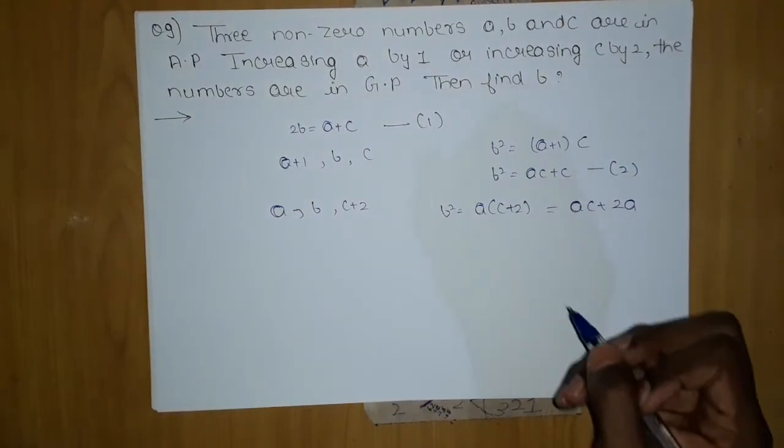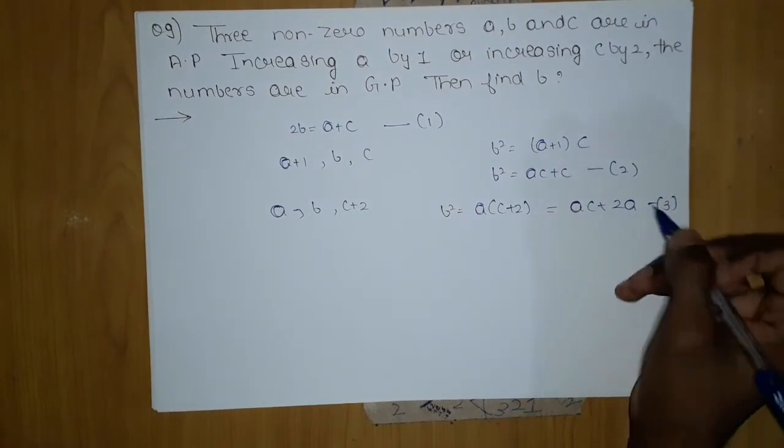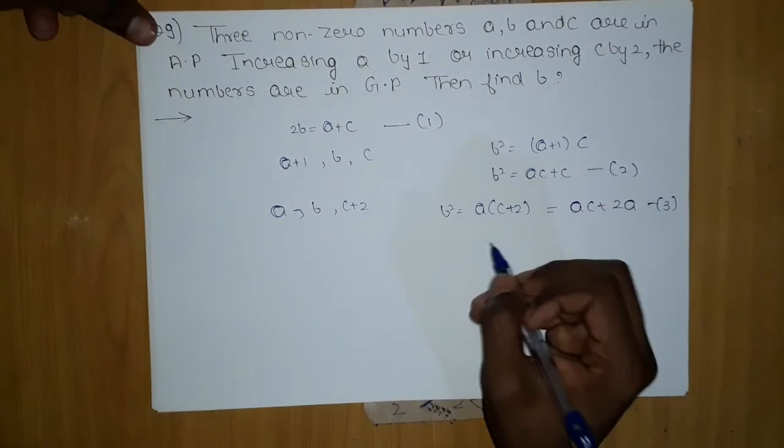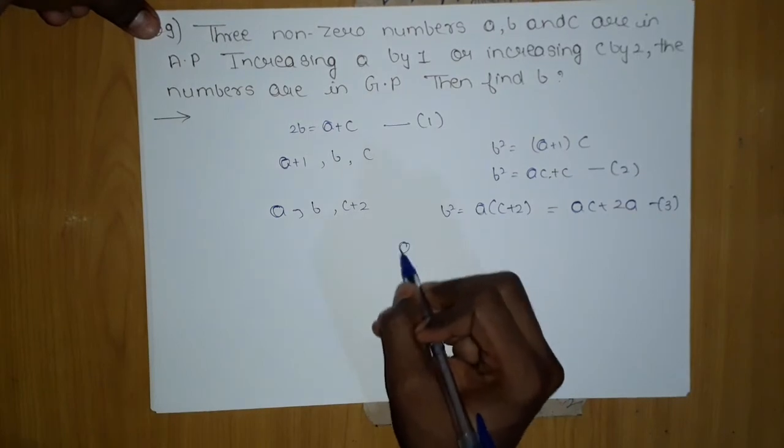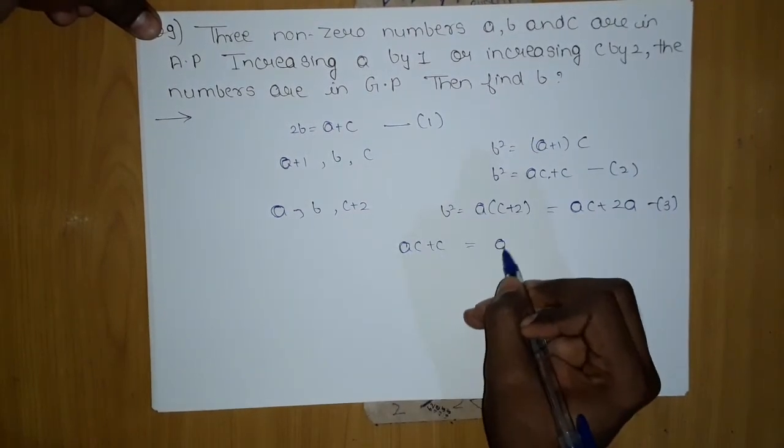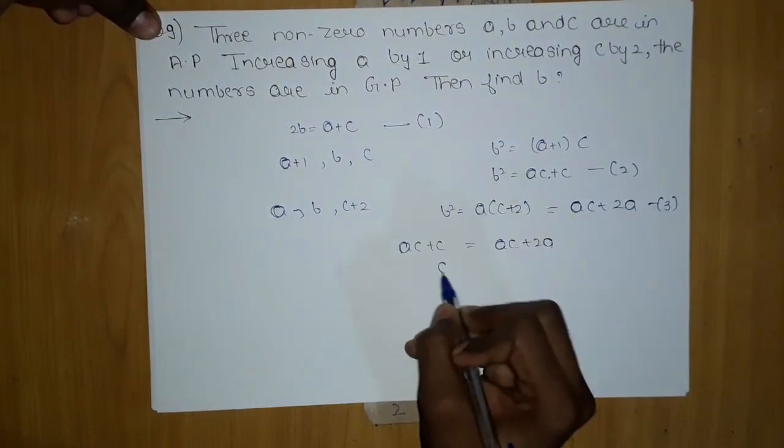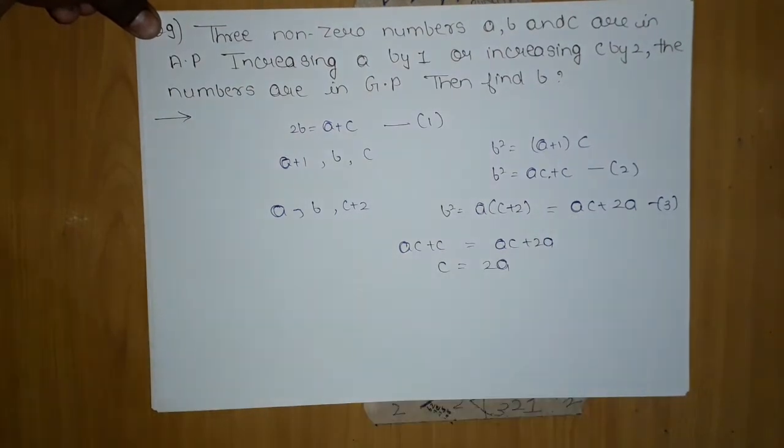Okay, now here this is 3. Now I can equate this to what I get, this will cancel out. AC plus C should be equal to AC plus 2A, which gives me nothing but C is equal to 2A. Okay, we want to find the value of B.